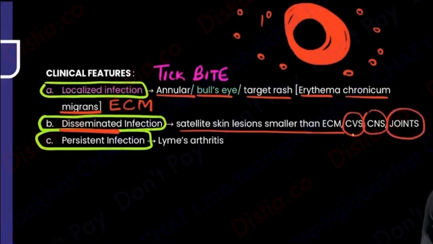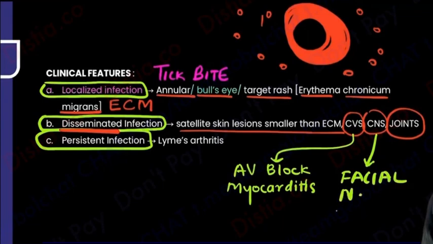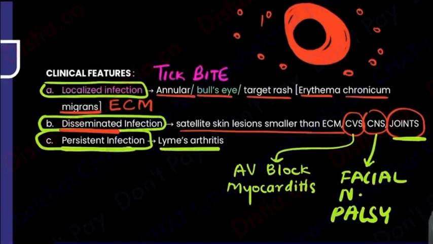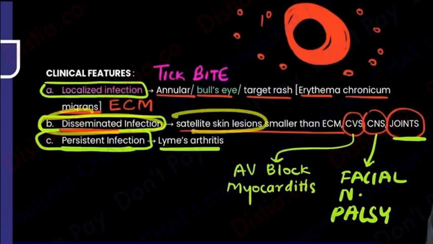So when I say cardiovascular, please remember, it can cause AV block, it can cause myocarditis. When I talk about CNS, write it in bold letters. Another 3-time impact that I want to tell you: facial nerve palsy. And finally, for joints, I've told you, joints are usually involved in the 3rd stage, where the patient ends up having Lyme's arthritis. So simple. First, there is a localized infection where there is erythema chronicum migrans. Slowly that will keep on spreading. It will become disseminated with small lesions and with cardiac and CNS involvement.